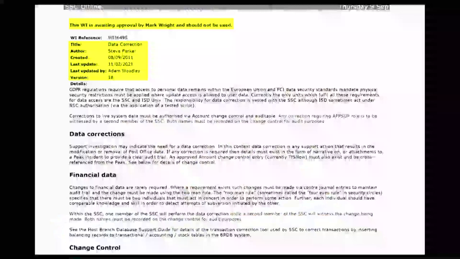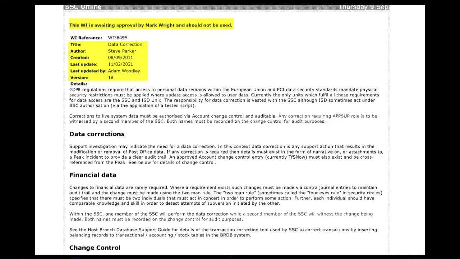Going back to the top of the page, in the second paragraph under details, corrections to live system data must be authorised via account change control and auditable. Does that suggest that still at this date, when you wrote it in 2011 and when Mr. Woodley last updated it in 2021, there wasn't any automated system of secure access and auditing? No. I don't remember whether I wrote that sentence or not, but any change of that type to the system, we would want to be auditable in some way. I don't think that says that changes were not actually auditable previously.